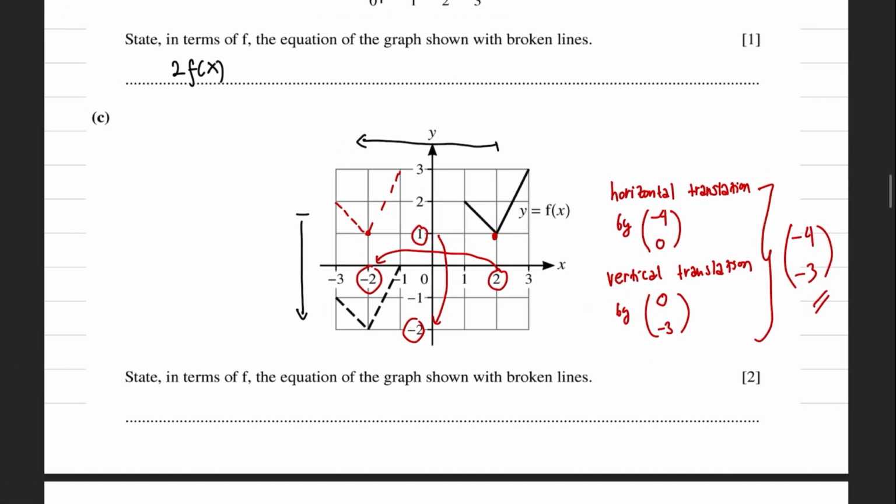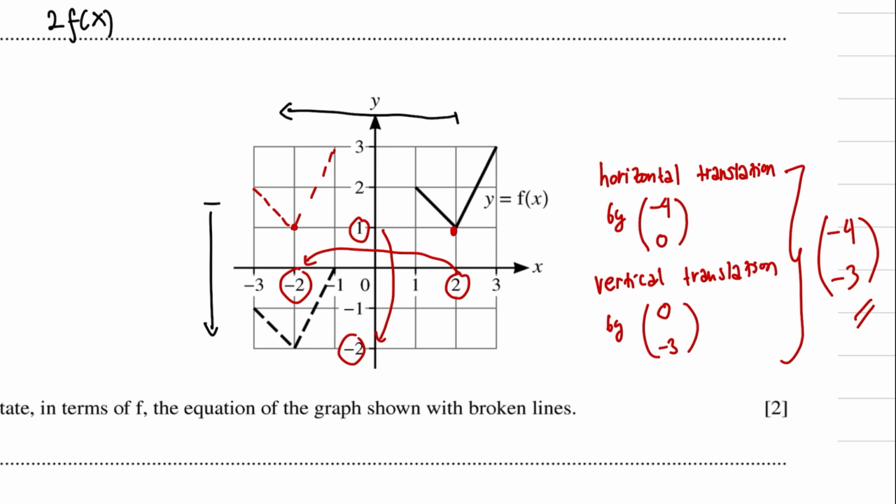So that means the equation will be, first thing first, we move it left by 4 units. The formula is f(x minus a). So this is negative and meets negative, so it becomes plus. So it becomes f(x plus 4). And after that, vertical translation, we add to our f(x) by -3. So it becomes f(x) minus 3. So you add the new function here with -3. So this is the horizontal translation part. This is the vertical translation part.